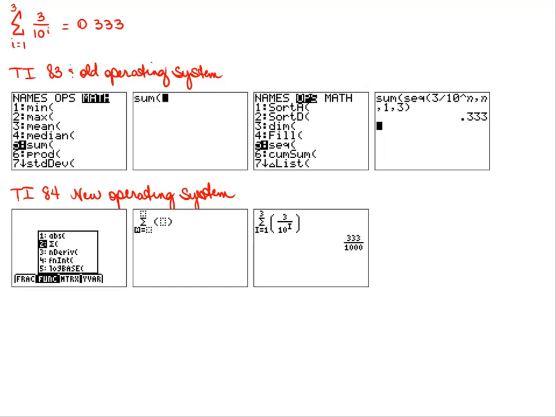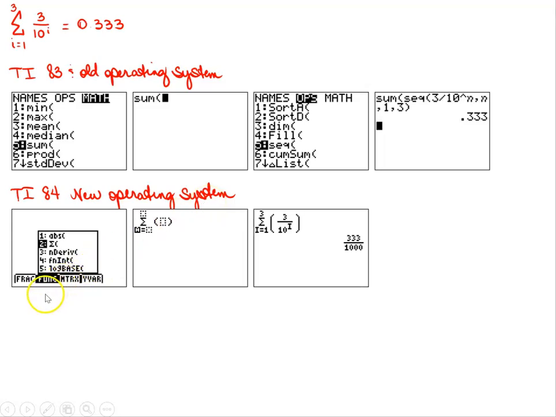All right, grab your graphing calculator if you would, please. I want to show you that you can get your calculator to do your sigmas as well. On your calculator, it depends on whether you have the 83 with the old operating system or the 84, but I think the majority of you have the 84 with the new operating system. So let's look at this one.